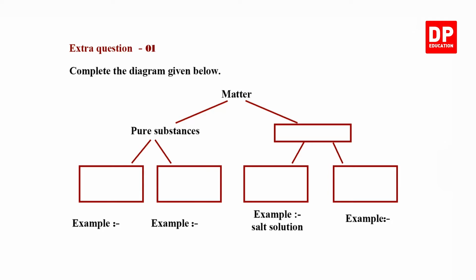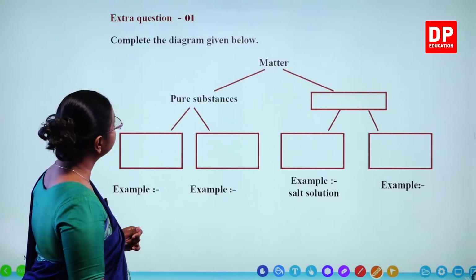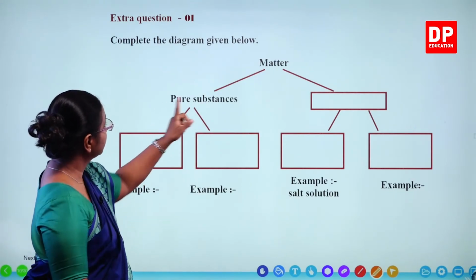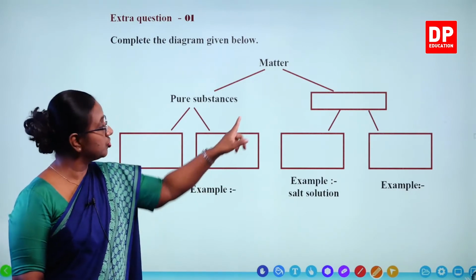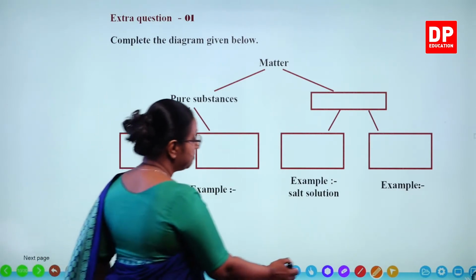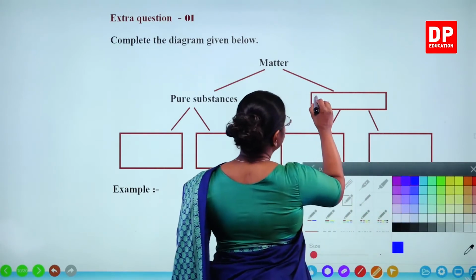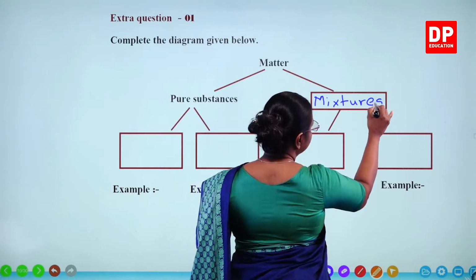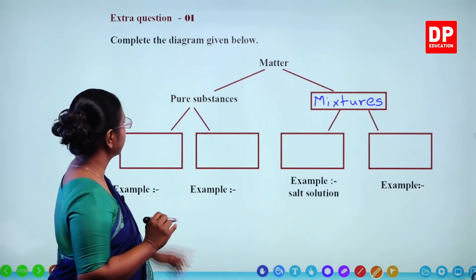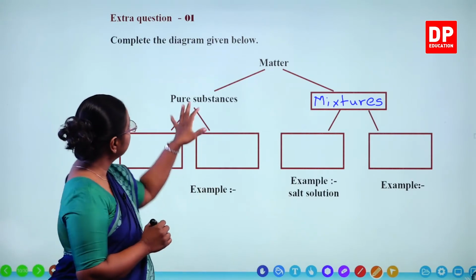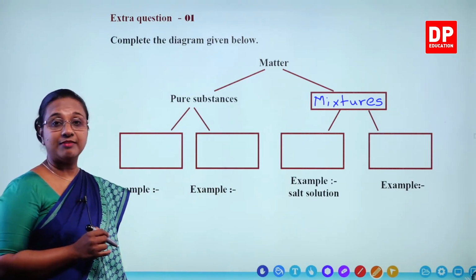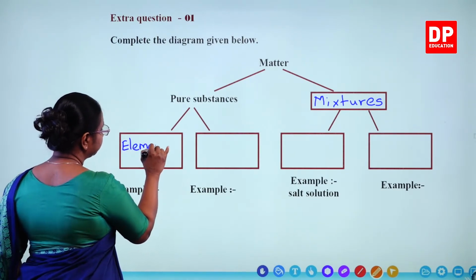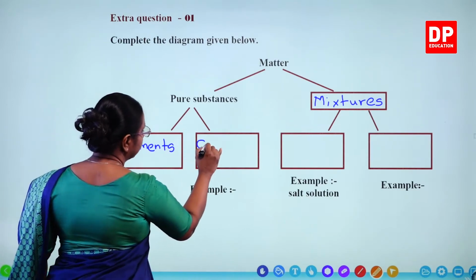So, extra question 1. Complete the diagram given below. Again, here you can see it is how matter is classified. So, matter, this side is pure substance. So, what is that? It has to be the mixture. Earlier, we used the term non-pure substances, but now you have learned the term mixture, so we call it mixtures. Pure substances and mixtures. Then under pure substances, what do we have? We have elements and compounds.